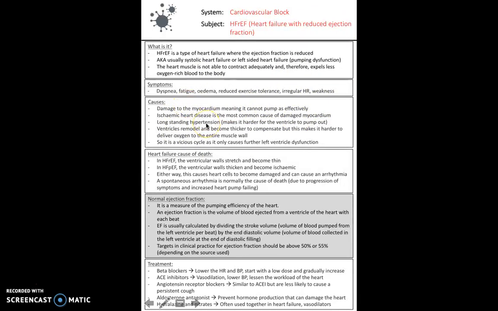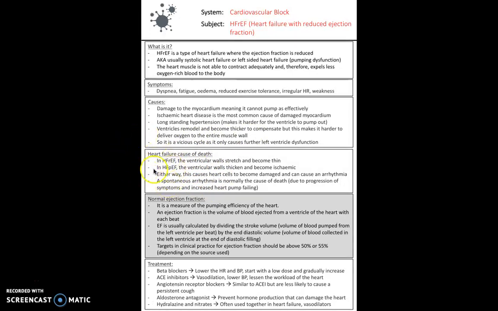The causes of reduced ejection fraction heart failure are damage to the myocardium, meaning it cannot pump as effectively. So this could be, for example, long-standing hypertension, which makes it harder for ventricles to pump out, or the ventricles may remodel and become thicker to compensate for this, but in the long term, this actually makes it harder to deliver oxygen to the entire muscular wall of the heart. So really it is a vicious circle as the heart tries to compensate, but actually this only causes further dysfunction. It can cause death essentially, and the ventricular walls in this case will stretch and become really thin.